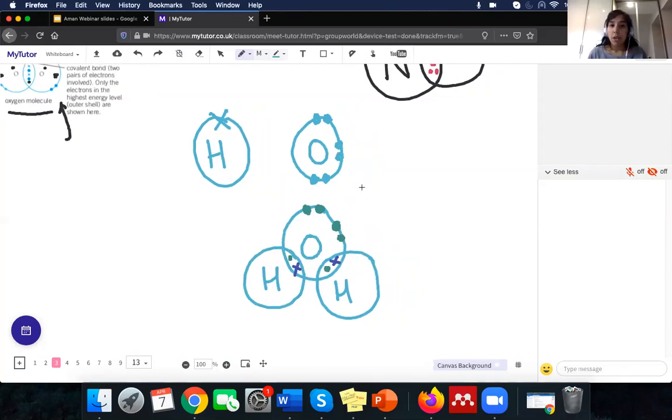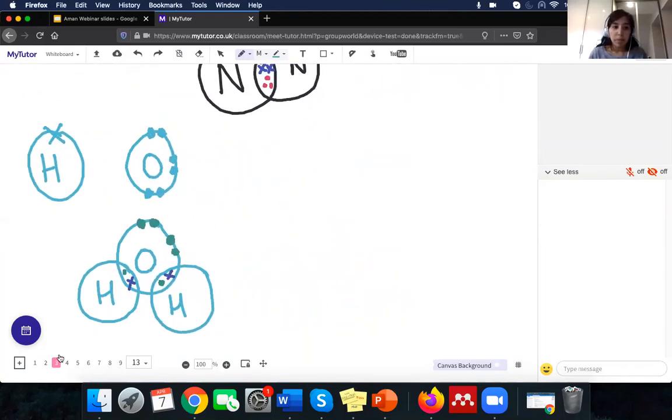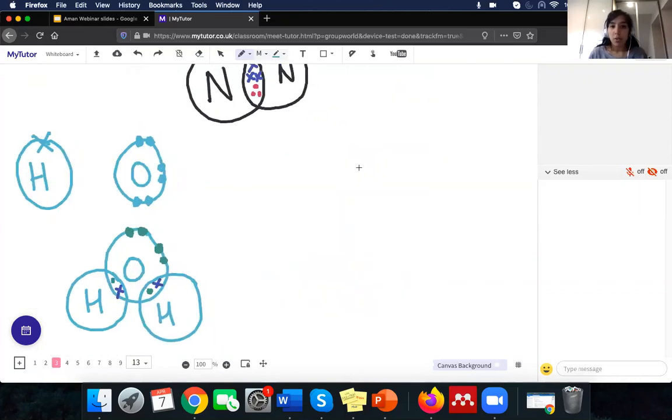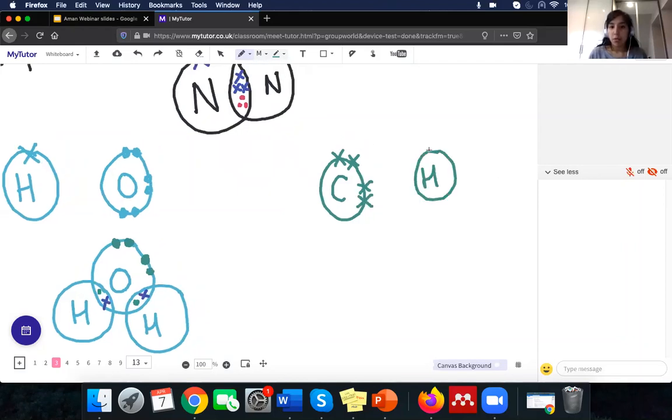Okay, our final diagram then is methane, which is CH4. So carbon has an atomic number of 6 and hydrogen has an atomic number of 1. So if we draw carbon, atomic number of 6 means 2 in its first shell, 4 in its outer shell. And hydrogen, as I've drawn before, only has 1. Draw that as a dot. Only has 1 electron in its outer shell.